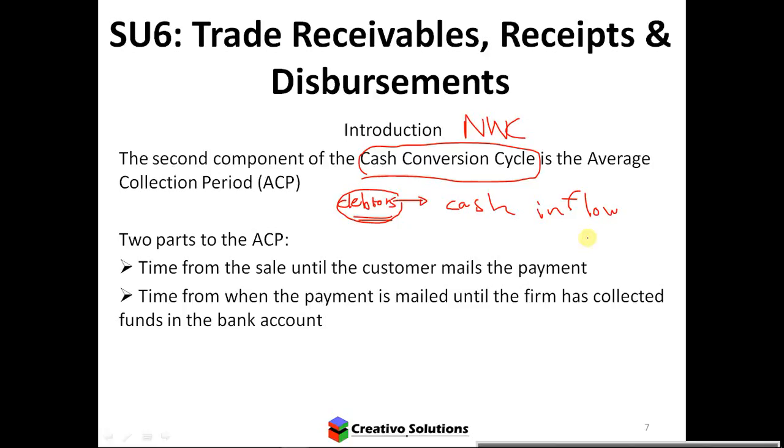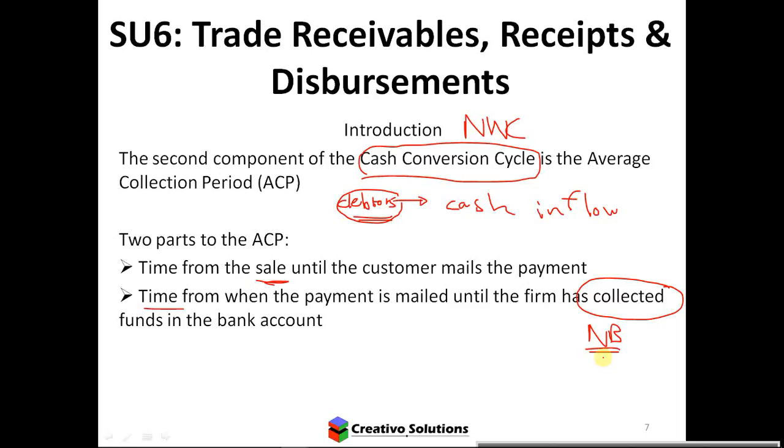Okay, so there are two parts of the ACP. The first is the time from the sale until the customer mails the payment, and then we'll also be looking at the time from when the payment is mailed until the firm has collected funds. Remember, the collection is probably the most important, because that's when the company changes their debtors back into cash, and hence the cash conversion cycle.